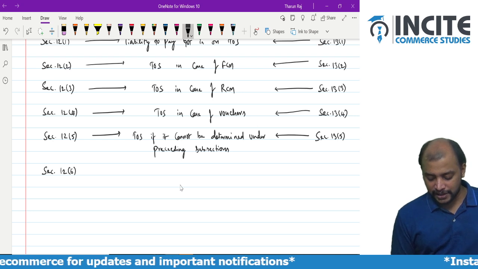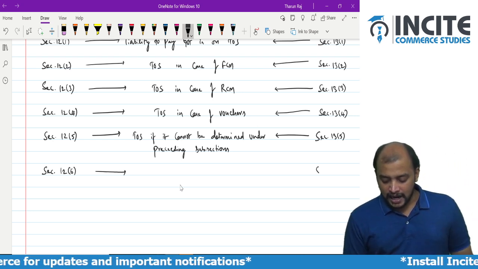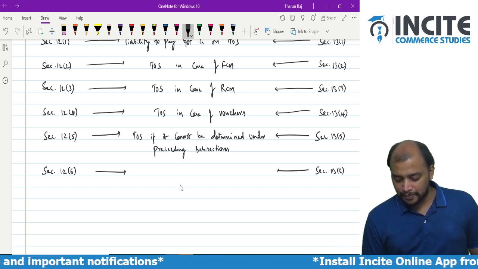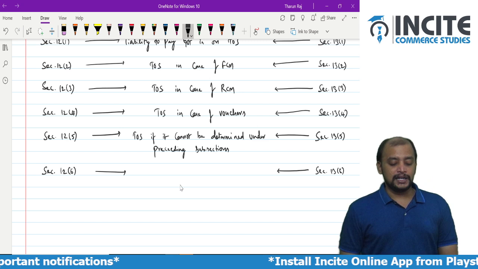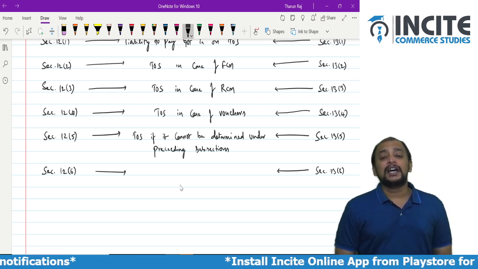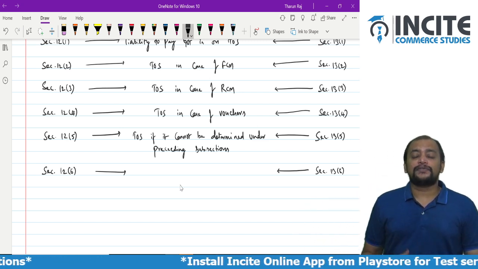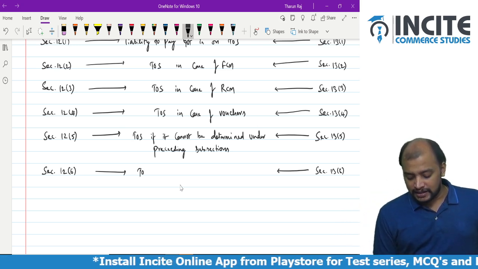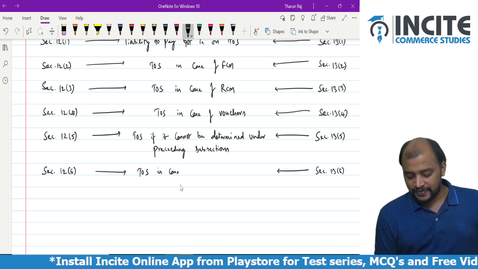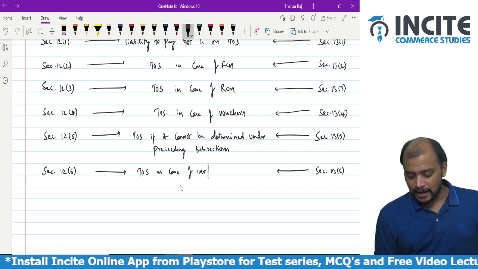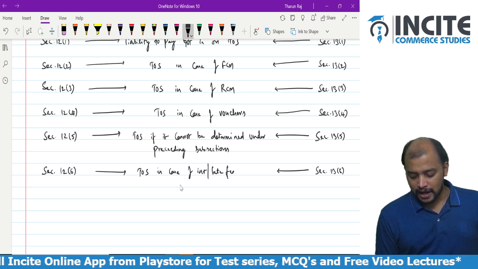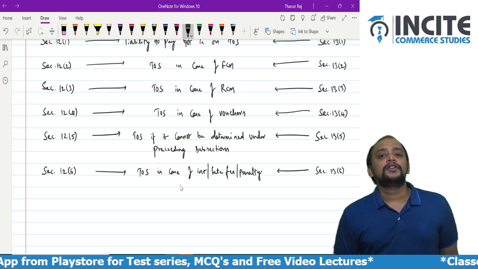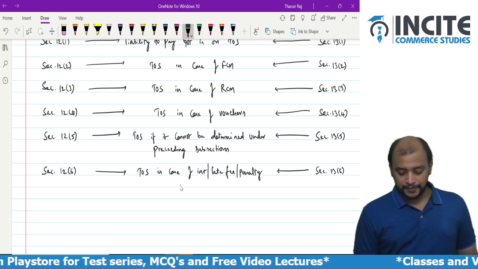Section 12 subsection 6 and 13 subsection 6 deal with time of supply in case of addition by way of interest or late fee. Generally, interest or late fee is there. Time of supply in case of interest or late fee or penalty. Interest or late fee or penalty for what? For delay in receipt of consideration.